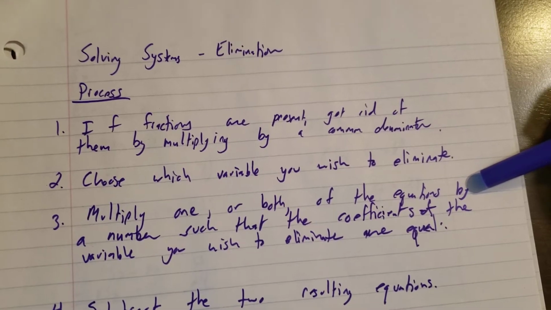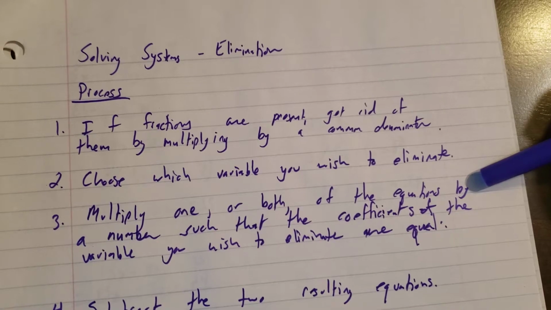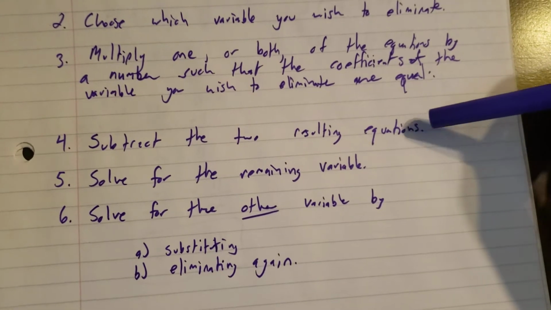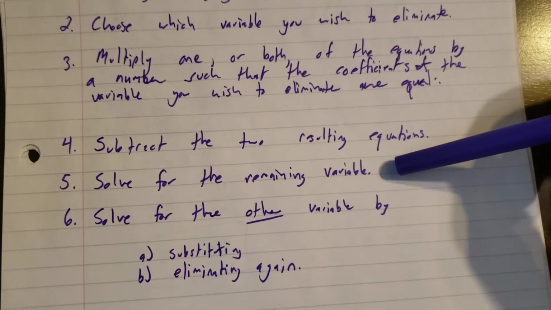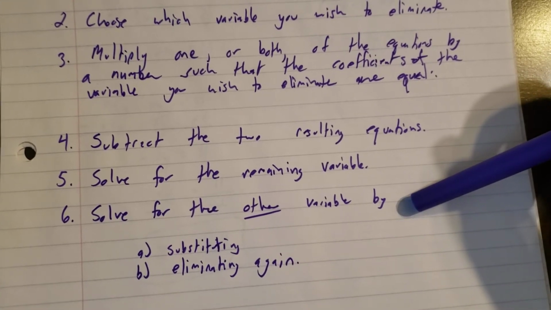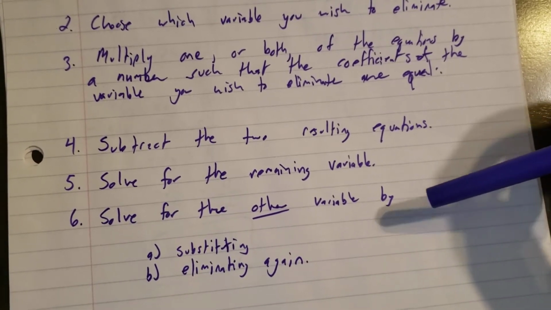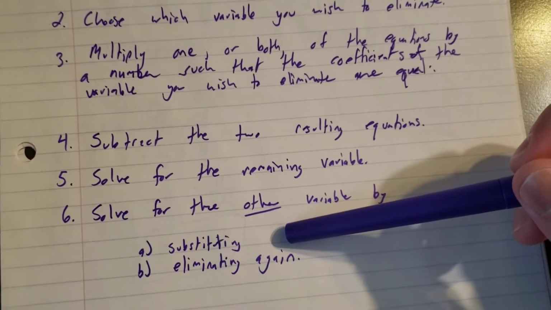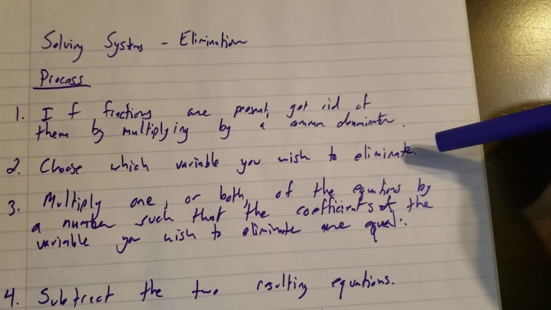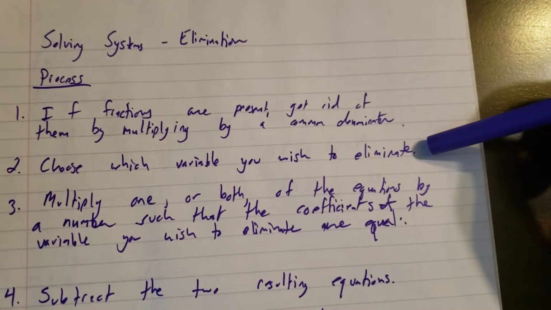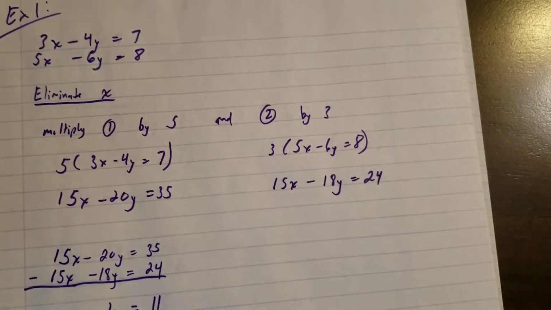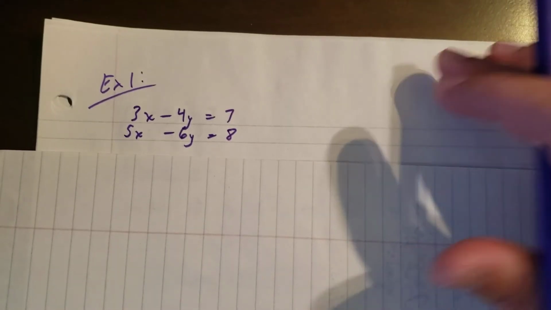That may not make sense right now, but I think you'll make sense of it when we look at our first example here. Then we're going to subtract the two resulting equations, solve for the variable that's left over, and then of course solve for the other variable. When solving for the other variable, I could substitute back into one of the initial equations, or I could do the elimination process again, but at step 2 choose to eliminate the other variable instead of the one I eliminated in the first part. Okay, so let's look at the first example here.